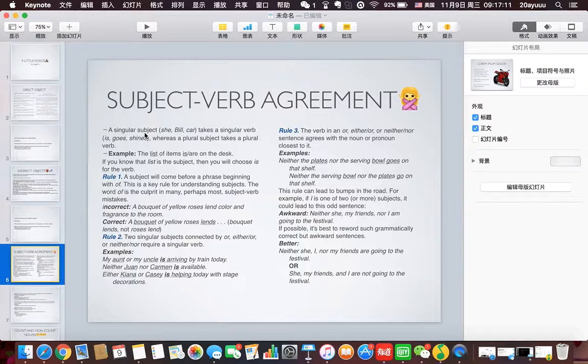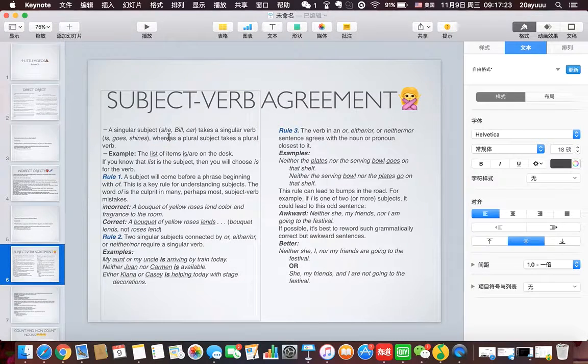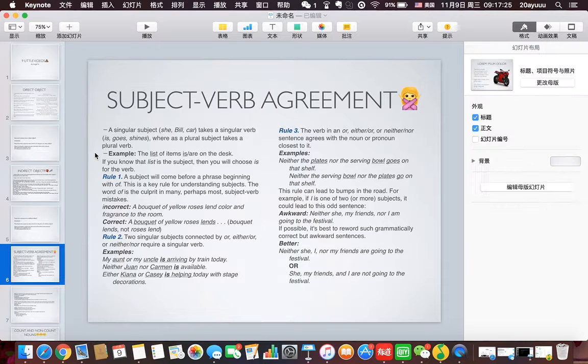It is subject-verb agreement. A singular subject, she, Bill, car, takes a singular verb, is, goes, shines, whereas a plural subject takes a plural verb. For example, the list of items is or are on the desk. If you know that list is the subject, then you will choose is for the verb. There are 6 different rules, and here are the first 3.